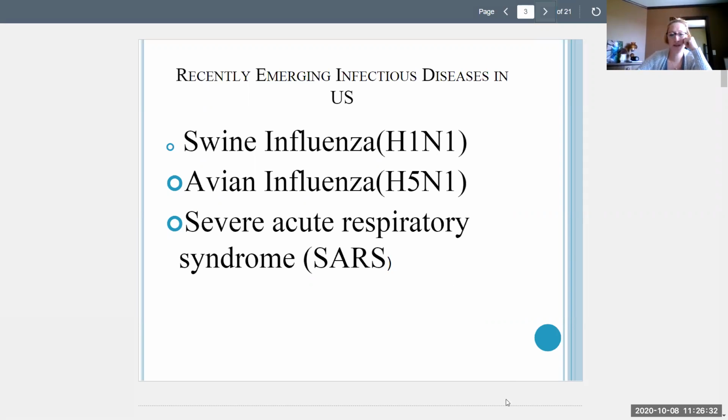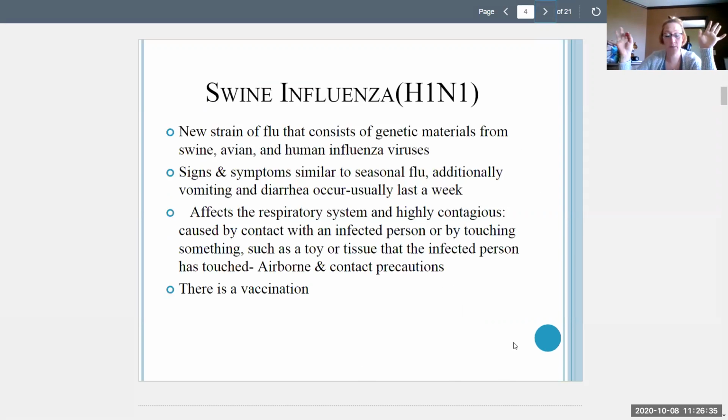So the swine flu or H1N1, it's not really new anymore. I need to update some of these. But it was a strain of flu that consists of genetic materials from swine, avian, and human influenza viruses. Signs and symptoms are similar to the seasonal flu. Additionally, vomiting and diarrhea occur and usually last about a week. It affects the respiratory system. It's highly contagious, and it's caused by contact with an infected person or by touching something such as a toy or tissue that the infected person has touched. And it is airborne and contact precautions. There is no vaccination for it.